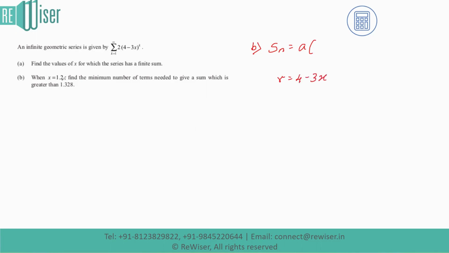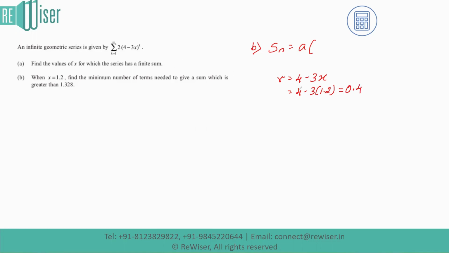Now, when x is 1.2, it's going to be 4 minus 3 times 1.2. If I simplify this, 4 minus 3 times 1.2, we will get the value of r to be just 0.4.